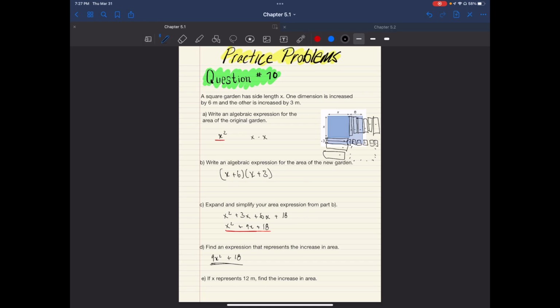Now, if x represents 12 meters, find the increase in area. So very simply, we just plug 12 into our increase formula. That's going to be equal to 9 times 144 plus 18, which on my calculator here equals 1296 plus 18 equals 1314 meters squared.